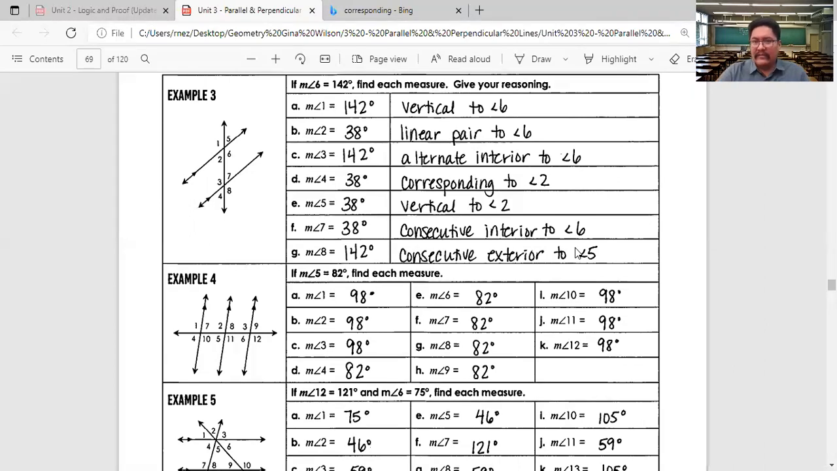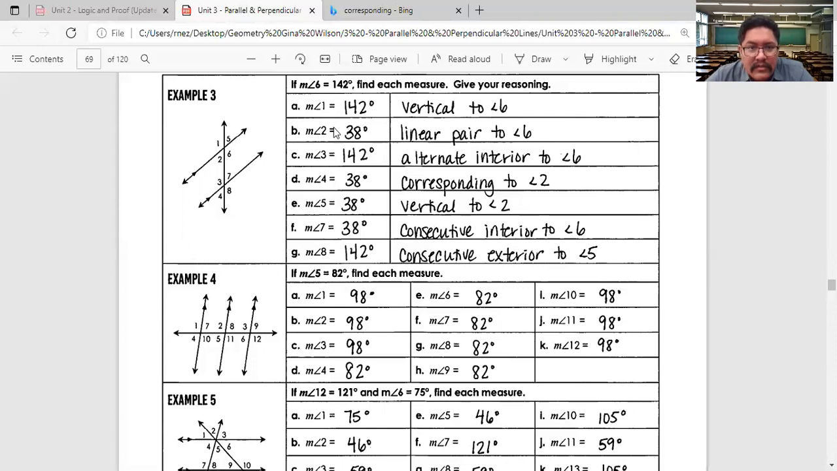All right, hopefully that was enough time. I'm going to start covering them now. So same kind of exercise. We have angle 6 here, and it's telling us that this is 142 degrees. So fill in the measure and give the reasoning. So number 6 we know is 142.